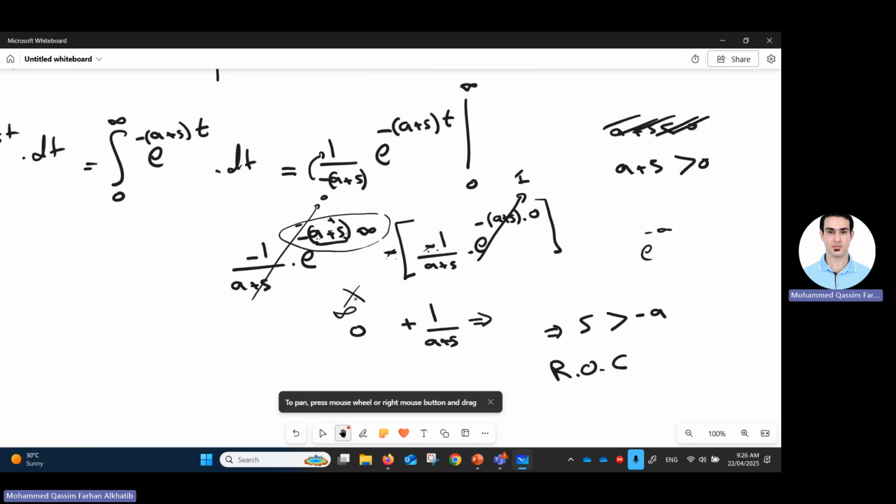Now, in another example, we are going to get a different function and it will have the same exact Laplace transform, but the region of convergence will be different.